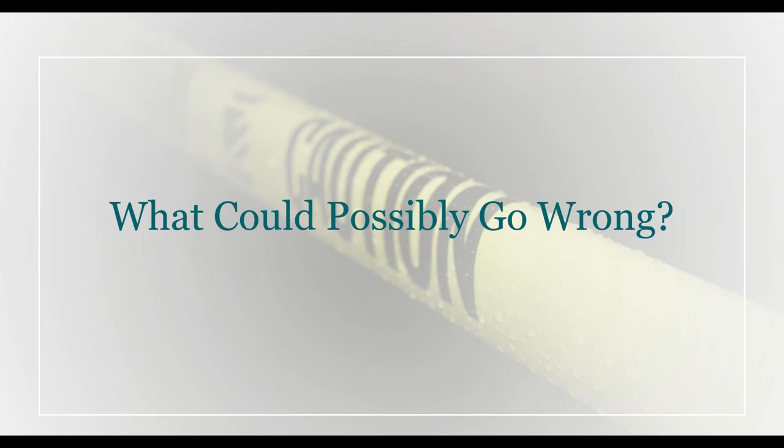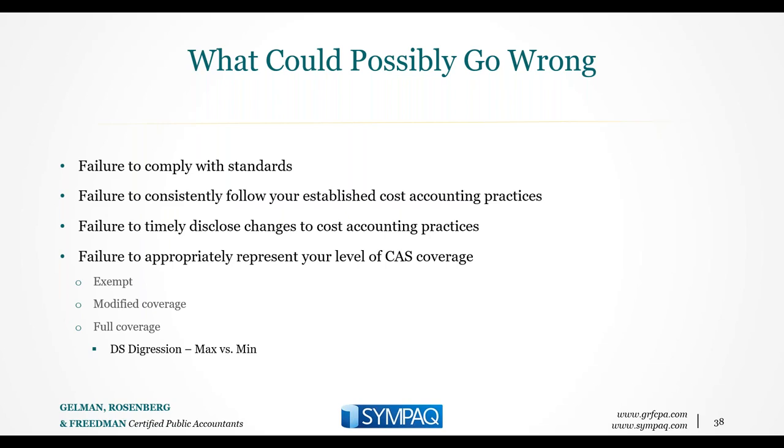So you have to ask yourself, what could possibly go wrong? Here are some of the things that could go wrong if you have a CAS-covered contract. You could fail to comply with the standards. You could fail to consistently follow your established cost accounting practice. Note the word established. It's not disclosed, it's established. So if you have a cost accounting practice that is established but not disclosed, and you fail to follow that practice, you have a non-compliance.